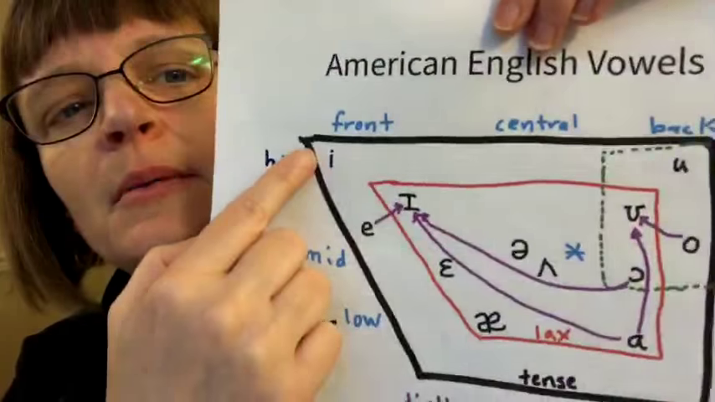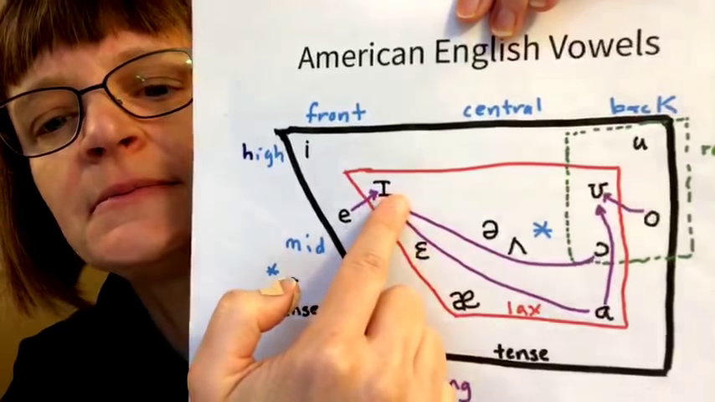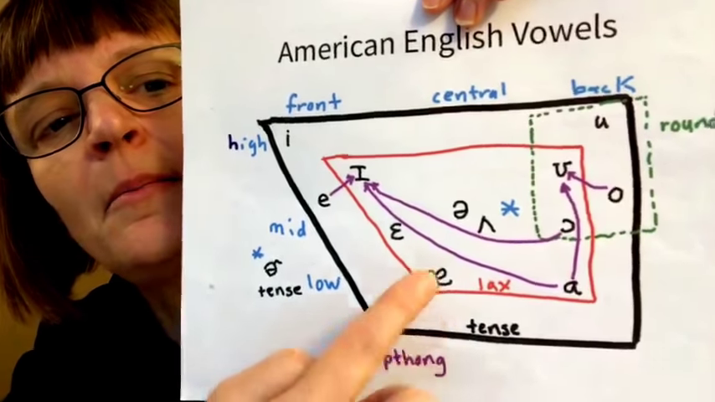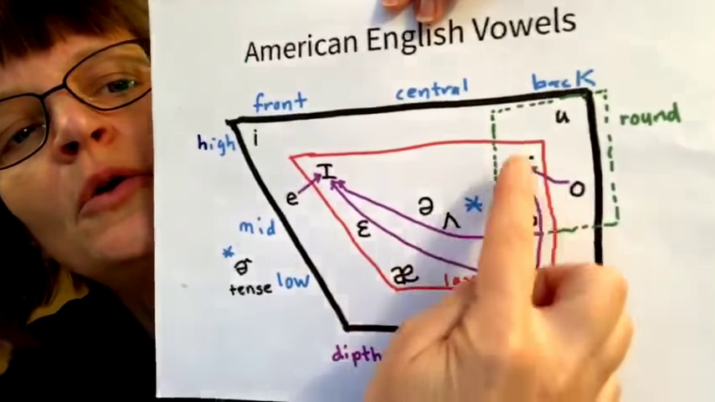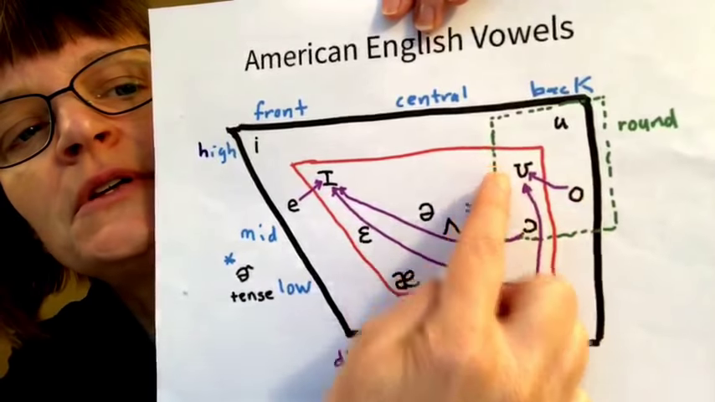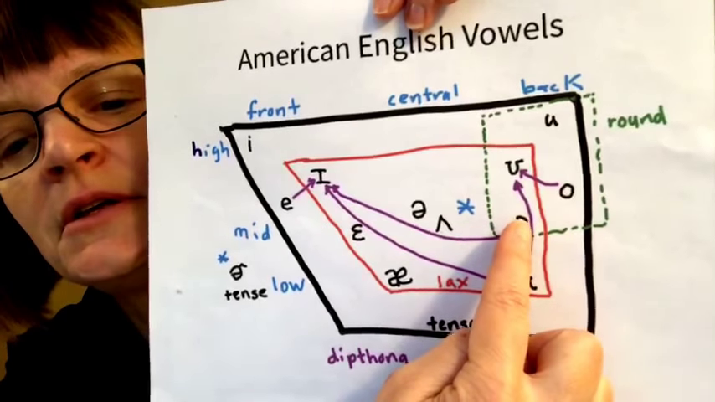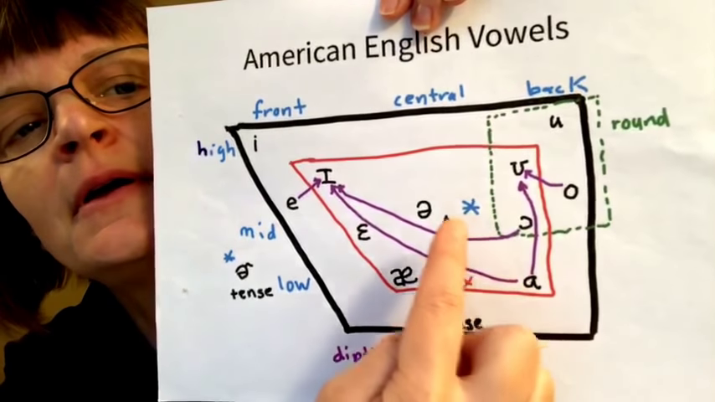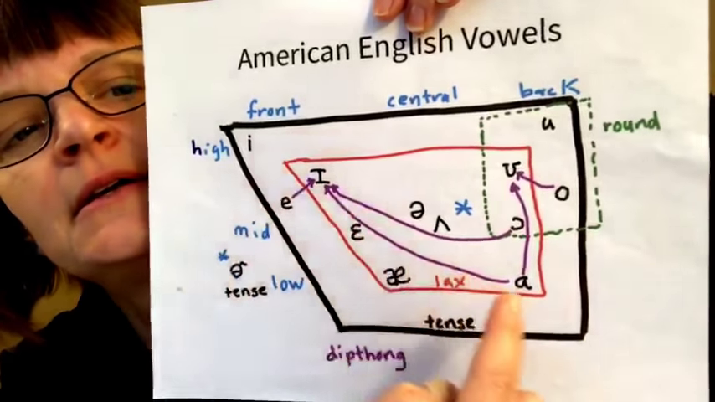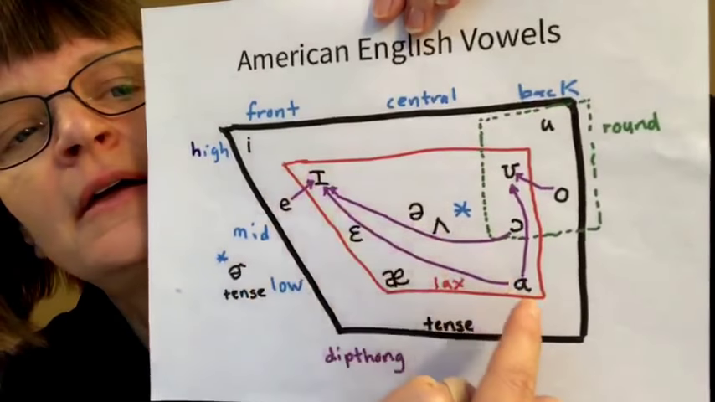So for that, I use beat, bit, bait, bet, bat, boot, book, boat, bought, bot, butt, Bert, bite, boy, and bout. So those may or may not be helpful for you if you have trouble distinguishing the vowels.